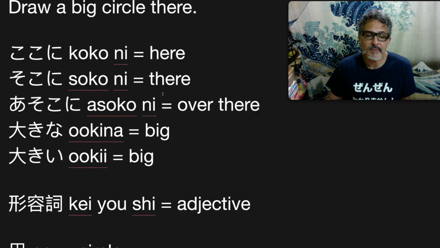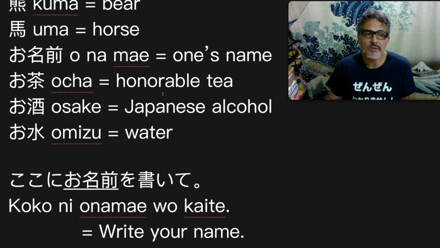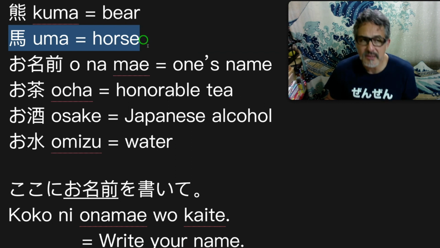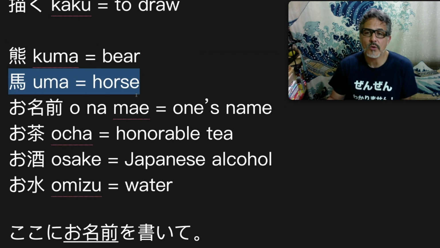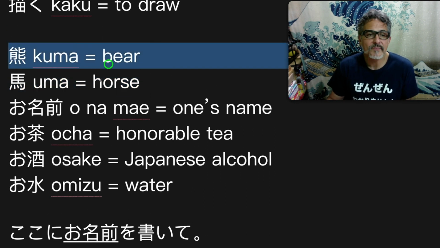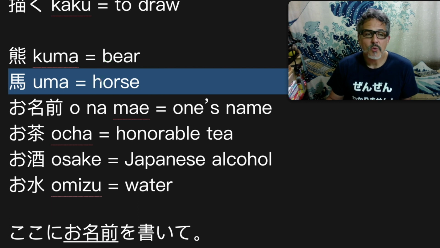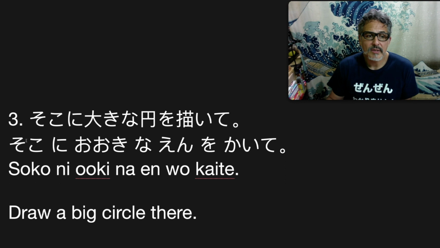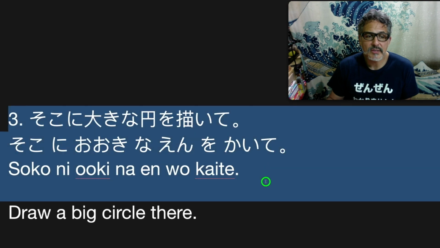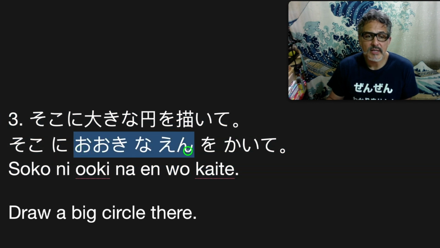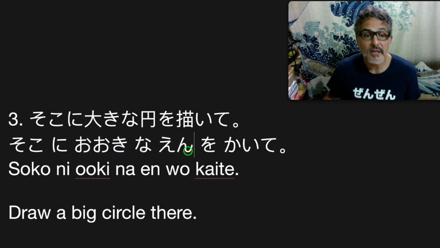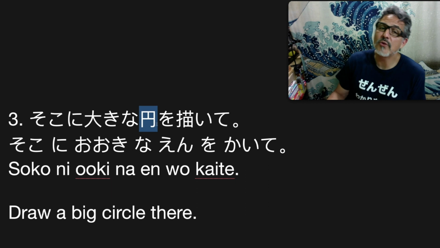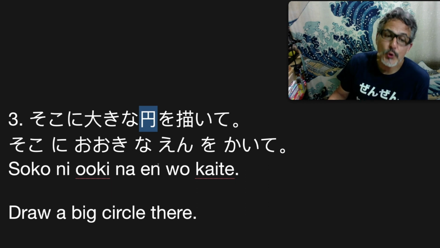Now today I've picked up a couple similar words, kuma and uma, because my niece made the mistake. She wanted to say horse and she said kuma instead. If you wanted to say draw a horse, then instead of saying ookina en, you could say ookina uma o kaite. Or if you wanted to draw a bear, ookina kuma o kaite.